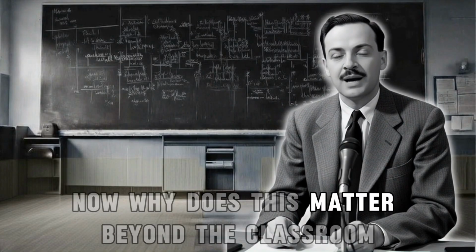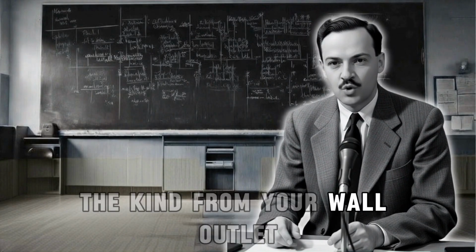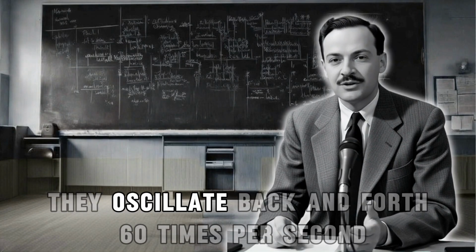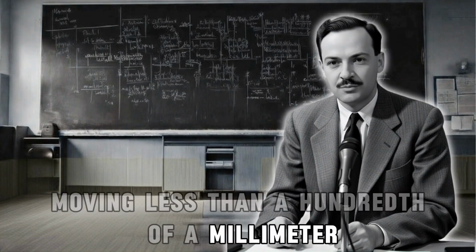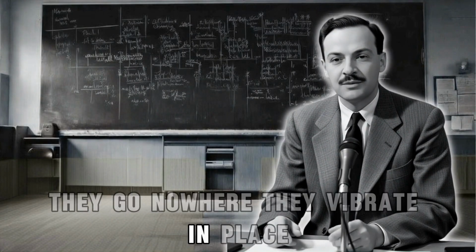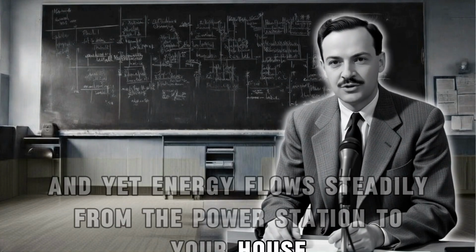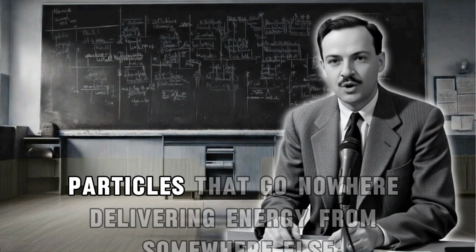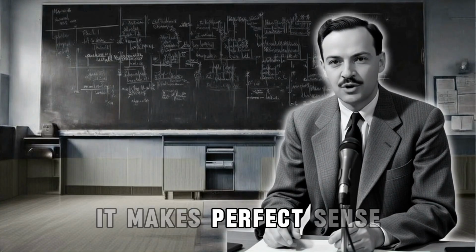Now, why does this matter beyond the classroom? Consider alternating current, the kind from your wall outlet. In AC, electrons do not even drift in one direction. They oscillate back and forth 60 times per second, moving less than 1/100th of a millimeter. They go nowhere. They vibrate in place. And yet energy flows steadily from the power station to your house. If electrons carry the energy, this is completely mysterious. Particles that go nowhere delivering energy from somewhere else. But if energy lives in the field, it makes perfect sense.